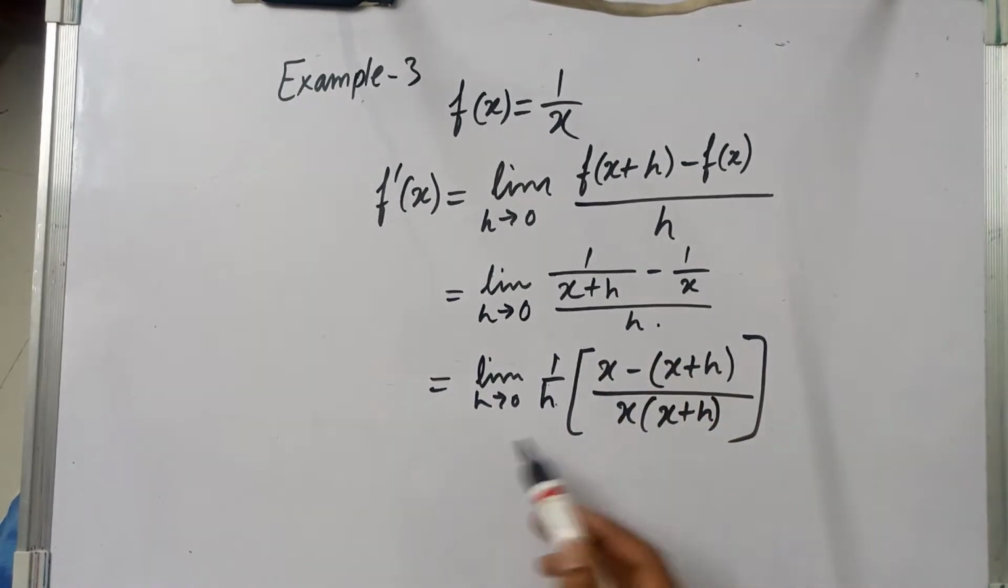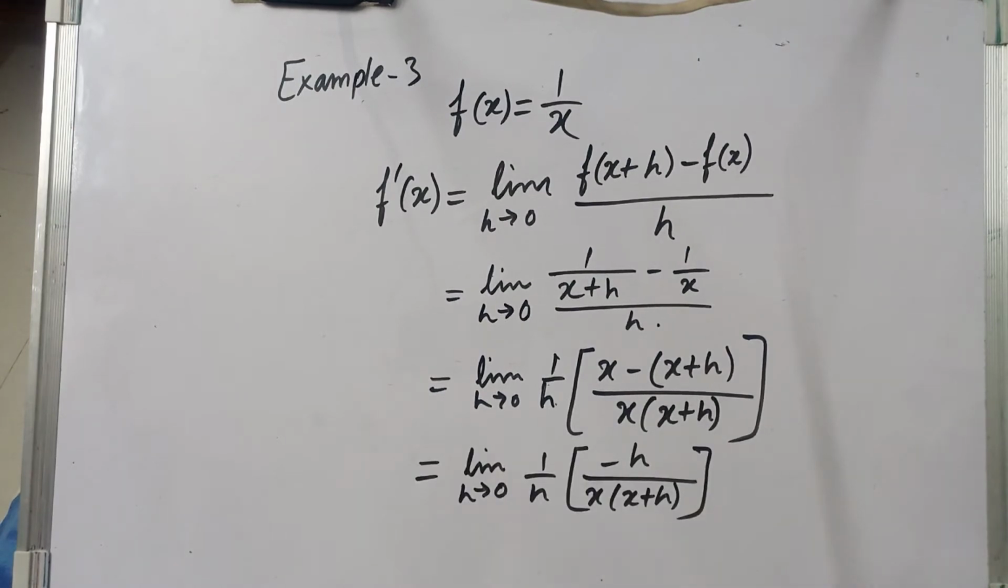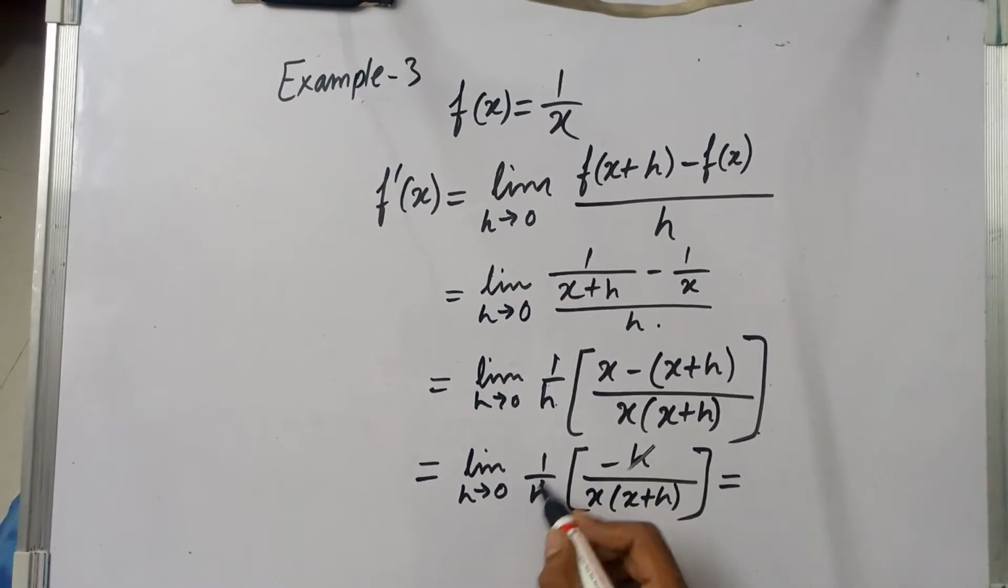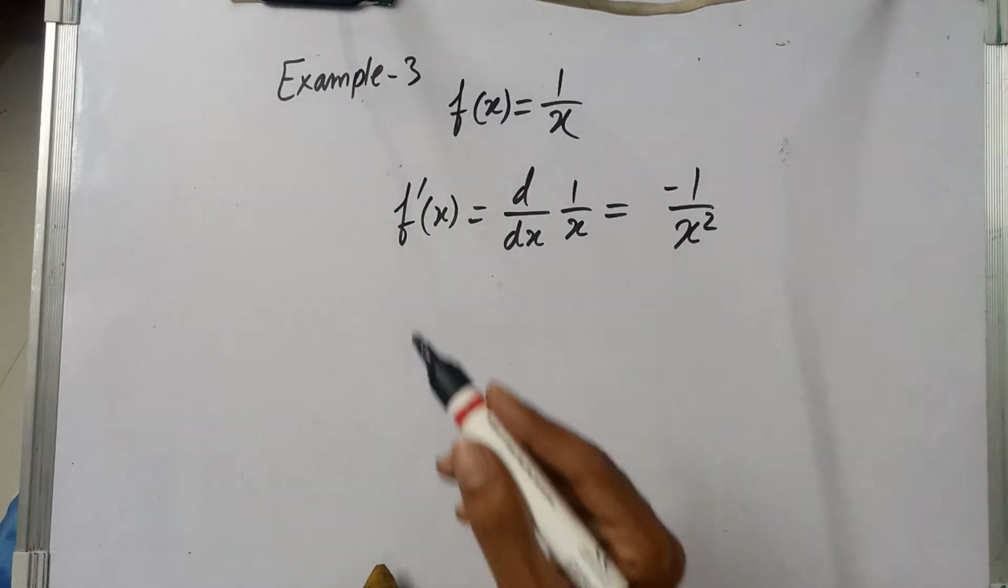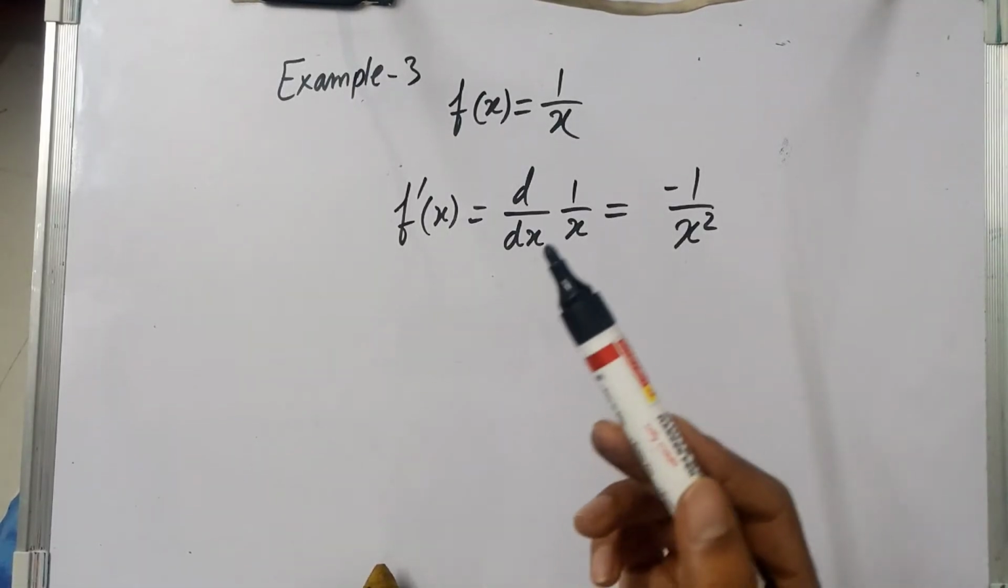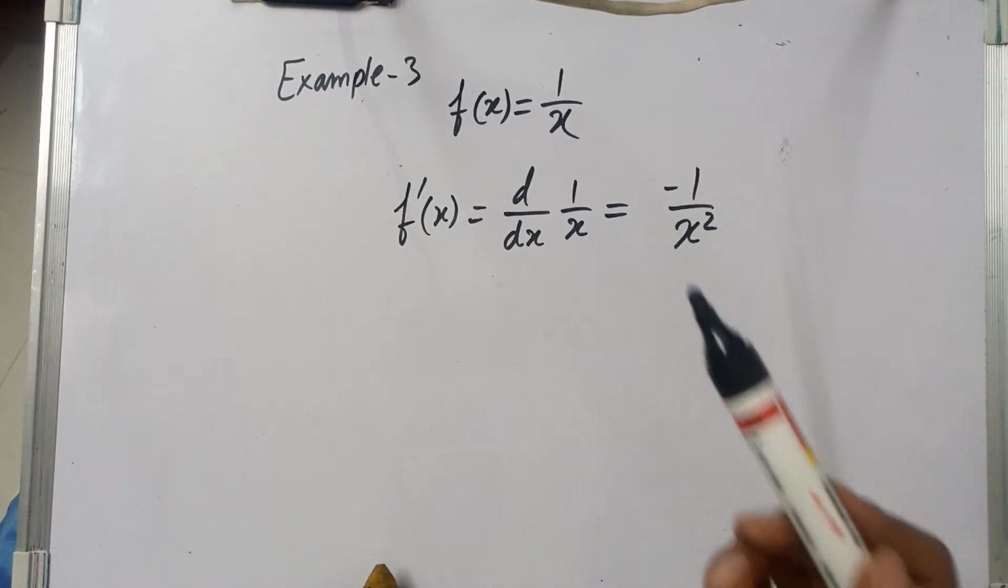Next step is this, and implies these two get cancelled and we get, put h is equal to 0 and we get this. So we conclude derivative of 1 upon x is minus 1 upon x square.